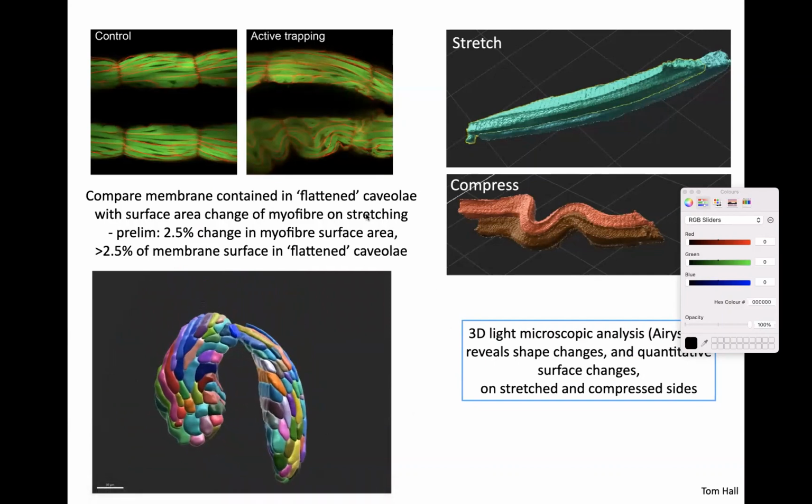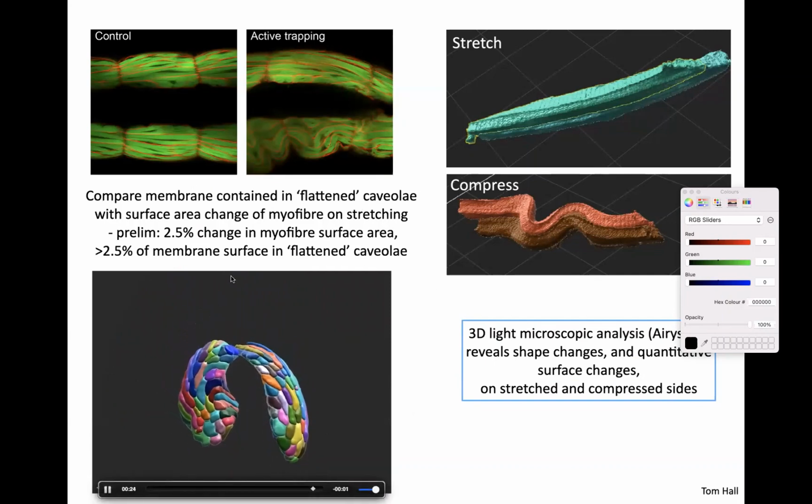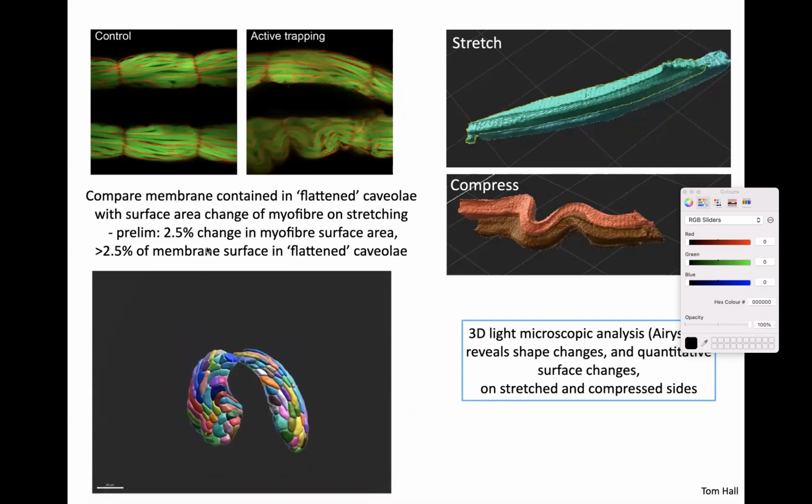And this is still a little bit preliminary, but it's looking like this is going to be close, that about 2.5% of the membrane surface area would be in the flattened caveolae, and that's corresponding very nicely to this apparent surface area change in the fibers. So this flattening of the caveolae is allowing you to get these shape changes.